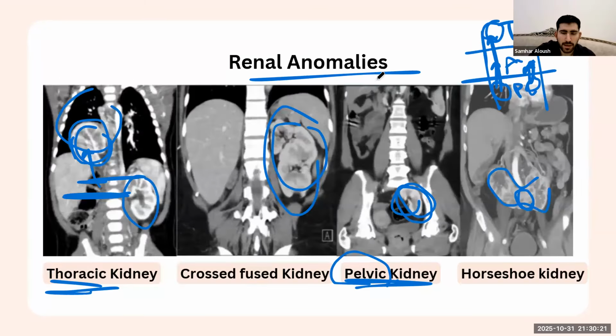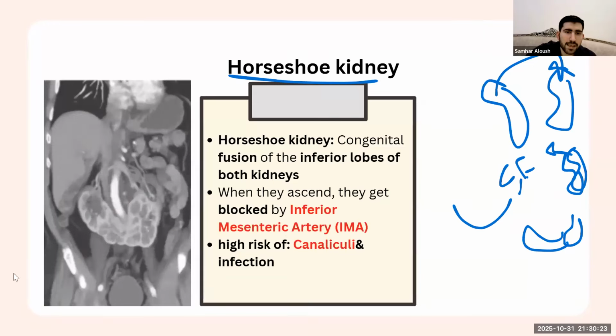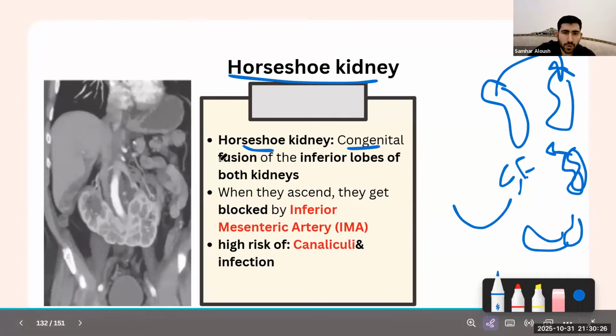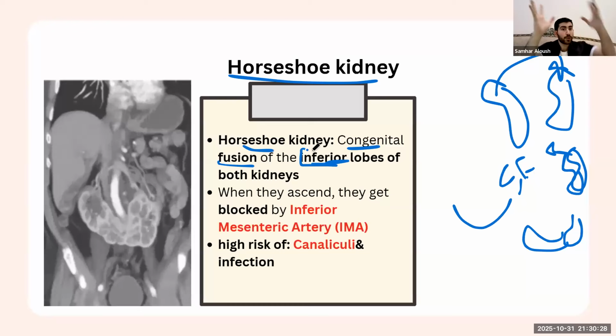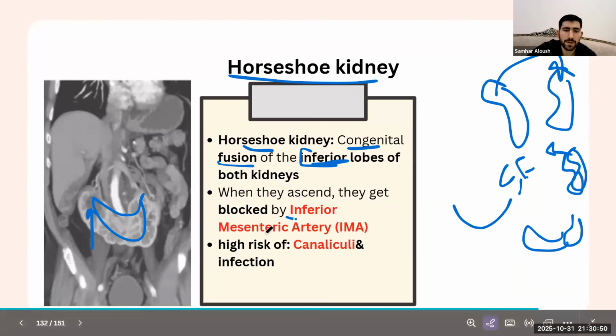Okay? I think that's clear. Horseshoe kidney is important clinically. Horseshoe kidney is congenital fusion of the inferior lobes, not both kidneys fused, just the inferior lobes, so it looks like a crescent shape. That's the horseshoe kidney. When they ascend together, they will get blocked. If they are separated, they will ascend and reach their places. But if they are fused, they will get blocked by the first thing that comes in their way, which is the inferior mesenteric artery, very important for your MCQ.